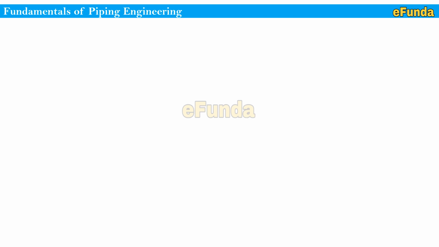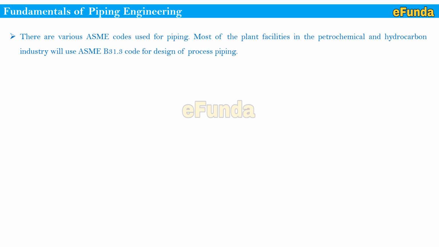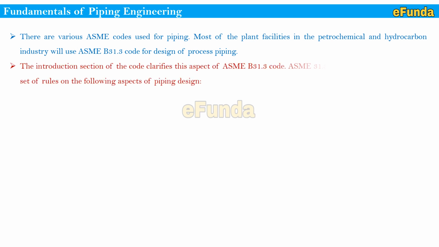Starting piping engineering, it is better to understand fundamentals of piping engineering. There are various ASME codes being used for piping. Most of the plant facilities in the petrochemical and hydrocarbon industry will use ASME B31.3 code for design of process piping. The introduction section of the code clarifies that this aspect of ASME B31.3 provides ample guidance and set of rules on the following aspects of piping design. We will see one by one.